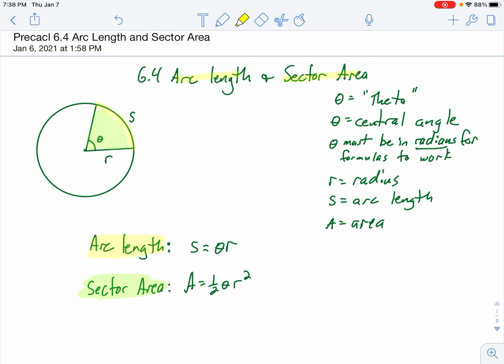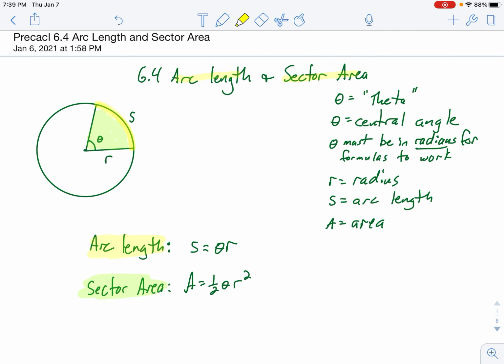In the notes here, what you see, the arc is highlighted in yellow. So that is a section of a circle. You'll recall from basic geometry that the outside of the circle, the distance around the circle, is called the circumference. An arc is just a piece of the circumference. You could even say the circumference itself is an arc. It's an arc of 360 degrees.